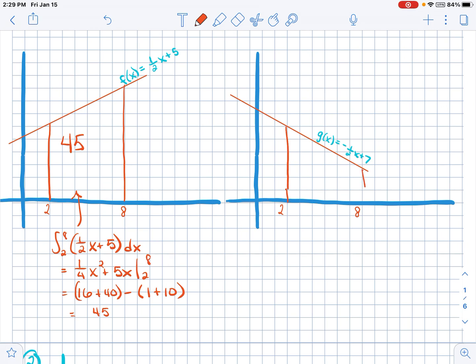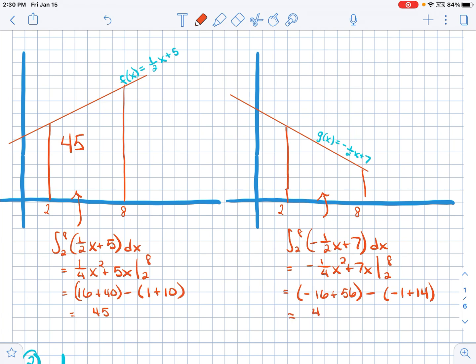All right, now if I find the area under this, that's close enough to 2. Pretend that's 2. And here's 8. If I find this area here, I'm also going to use the fundamental theorem of calculus. So from 2 to 8, I'm going to find the area under negative 1/2 x plus 7 dx. So I've got negative 1/4 x squared plus 7x, and this is also from 2 to 8. So this gives me, I already did a little bit of the math, I have negative 16 plus 56, and then negative 1 plus 14. So I have 56 minus 16, that's 40, minus 13 is 27.